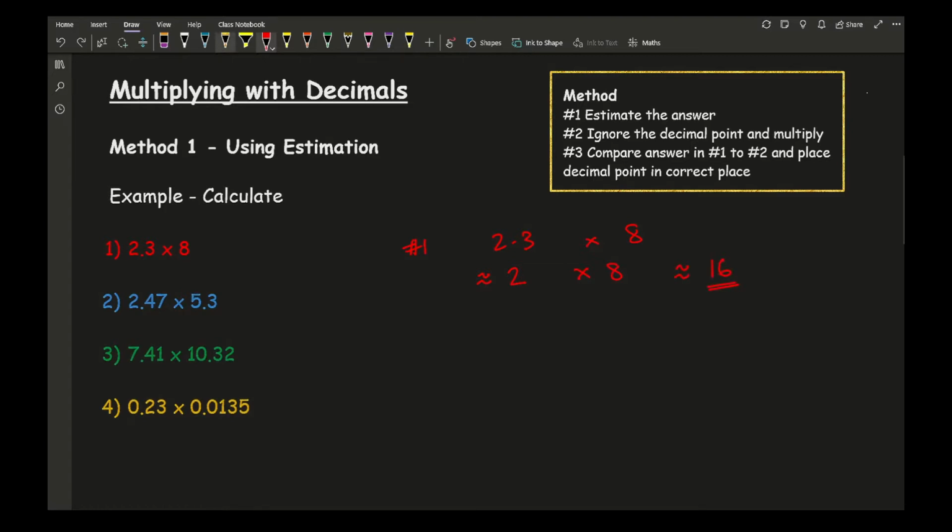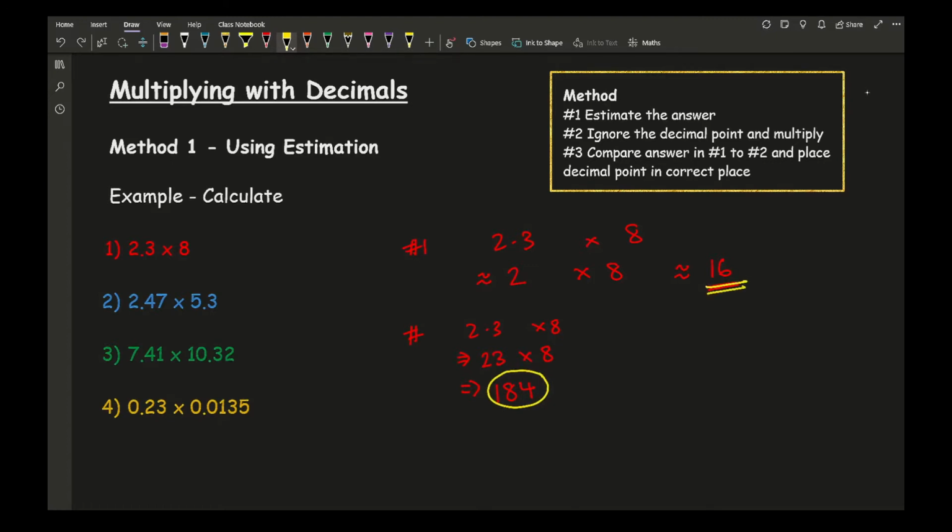Now, when it comes to step 2, I'm going to ignore the decimal point. So I've got 2.3 times 8, and what I'm actually going to work out is 23 times 8. To work this out, you can do any of the methods that you see, whichever method you choose. But just for time purposes, I'm going to say that the answer is 184.